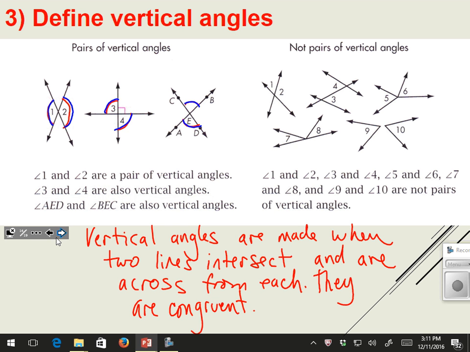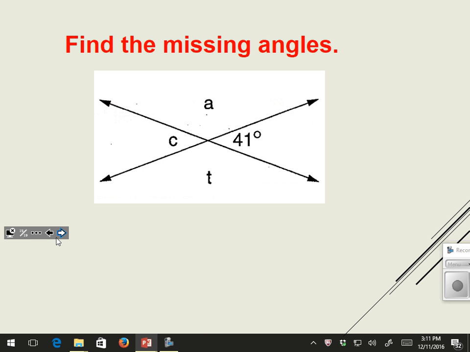Okay, guys. Let's see if you guys can understand. Let's find the missing angles. Now, there are a couple of special angles involved here. The easiest one to figure out is angle C. How many degrees is angle C?